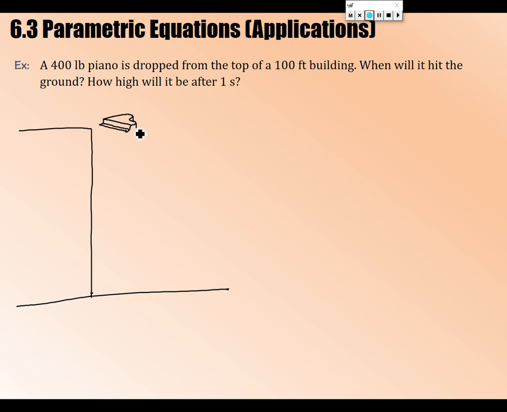That was on the recording. I'm going to go down and just... All right. All right, there we go. There's our piano. Drop that piano.